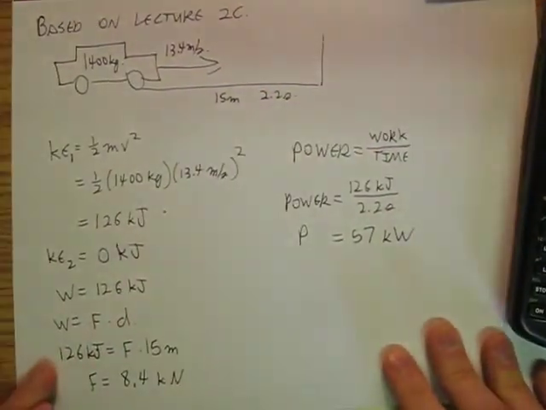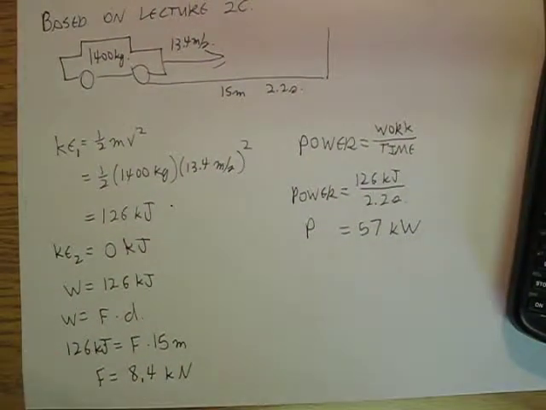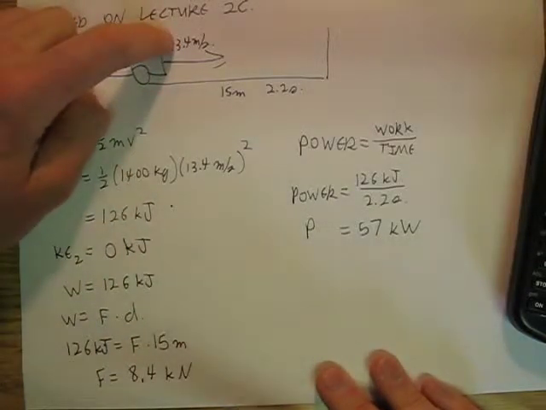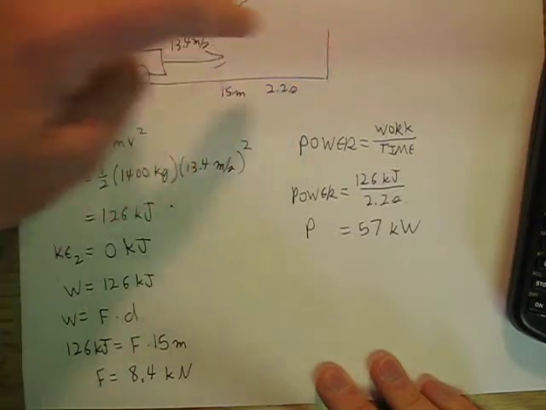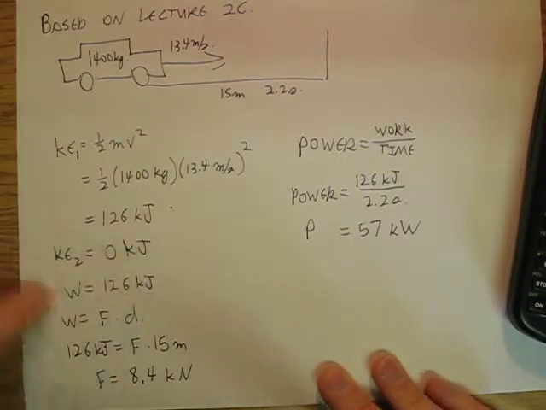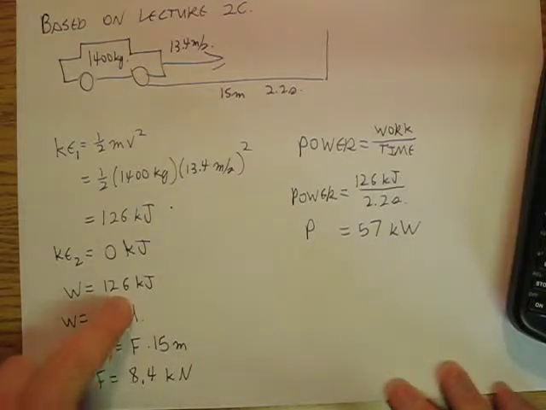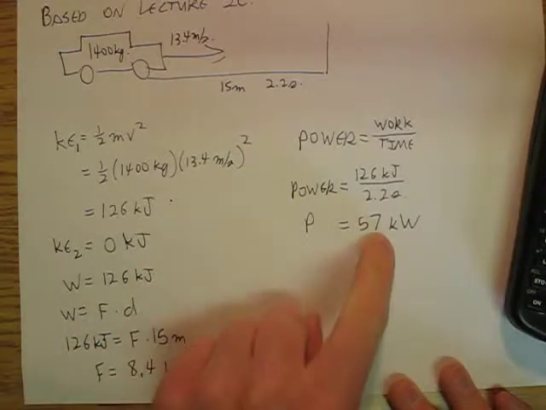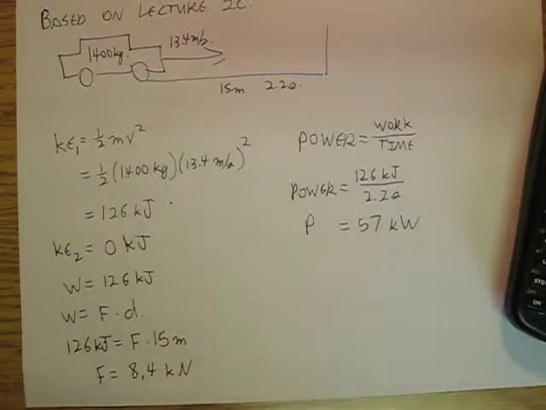Okay, so basically to get from 13.4 meters per second to 0 meters per second in 15 meters and 2.2 seconds, I had to do 126 kilojoules of work, which required a force of 8.4 kilonewtons, and my power was 57 kilowatts.